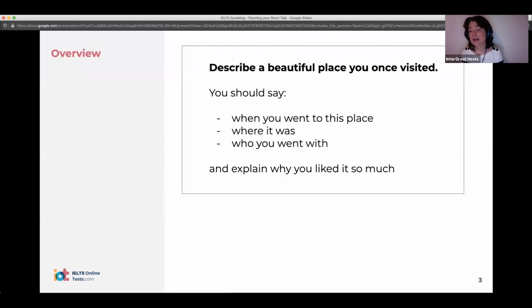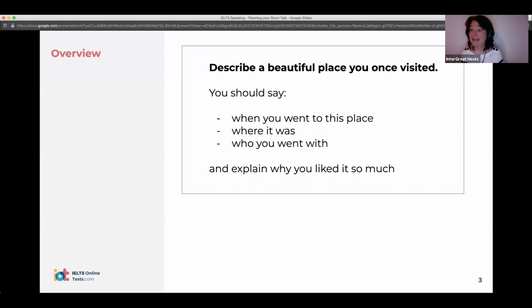This is the example that we are going to look at at the moment. So, describing a beautiful place that you once visited. So as I said, it's very common. Yeah, Taj Mahal, I would love to visit the Taj Mahal.